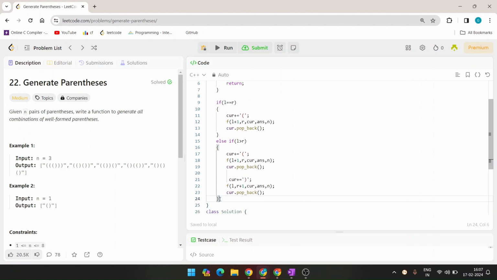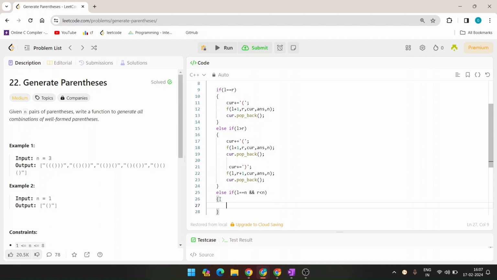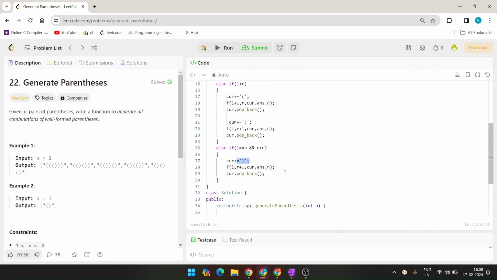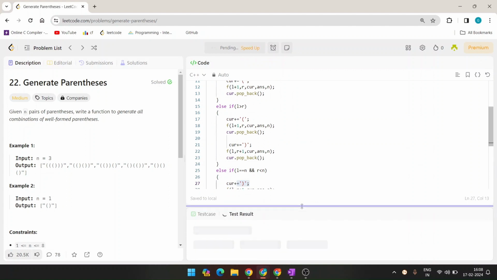And else, if you don't write it's fine, but just to tell you, else if my L is equal to n and R is less than n, my R should become n, and when it becomes n it will stop. This is not needed, but still it's fine. I have only one option, to insert right. You can optimize the code, but I just want to show you. When my L is equal to n, I have only one option to insert right. Okay, so let's submit it and see what it gets.